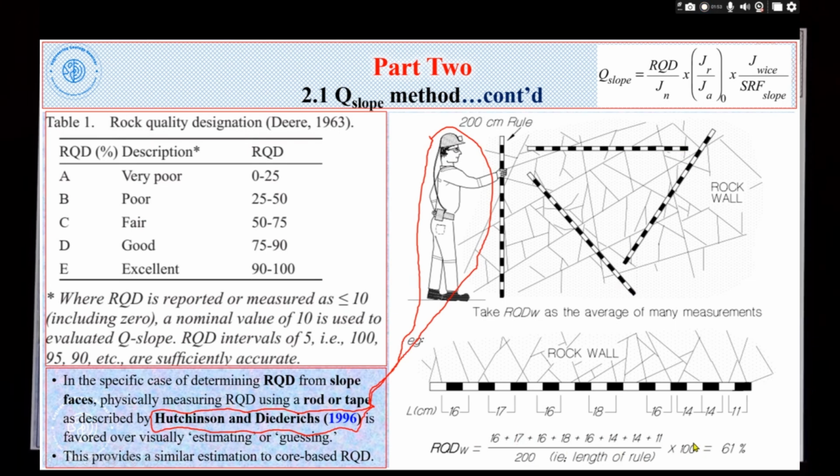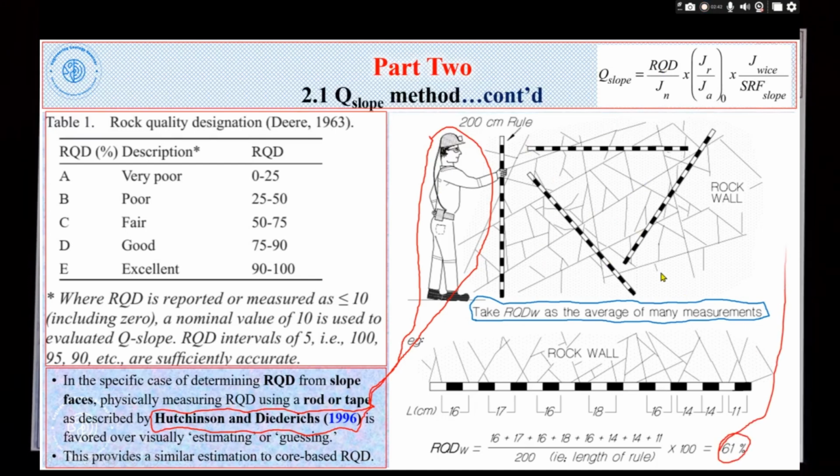That is times 100 will be the RQD value. Calculate the RQD value for this dimension, for this dimension, for this dimension, and for this dimension. When you take the average of this, you will get the RQD value for the slope, similar to the RQD value that you get from core samples according to Deere 1963. For example, you get here 61%, and when the RQD value is 61%, the rock quality is described as fair quality. Like this, you can implement this on your project site and determine RQD easily.